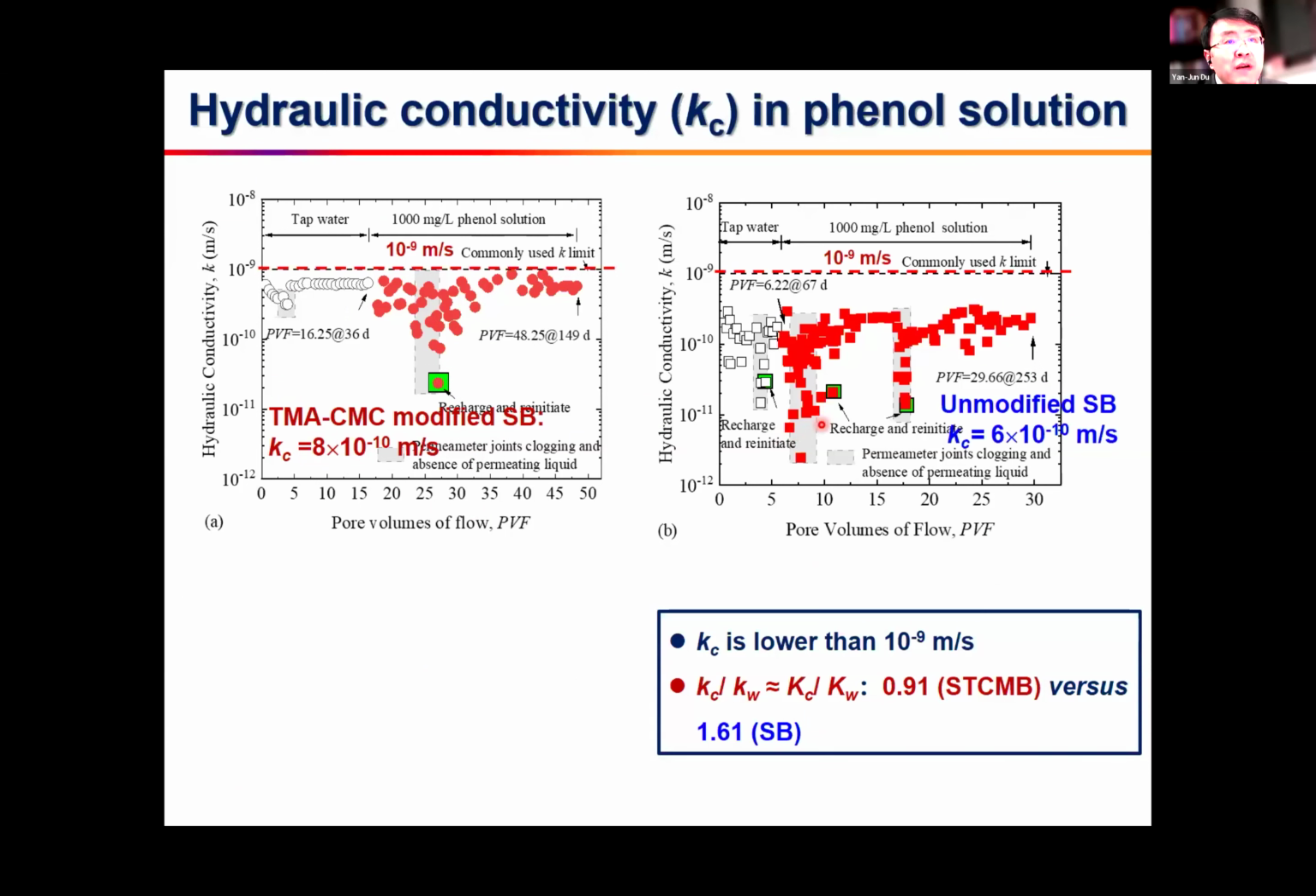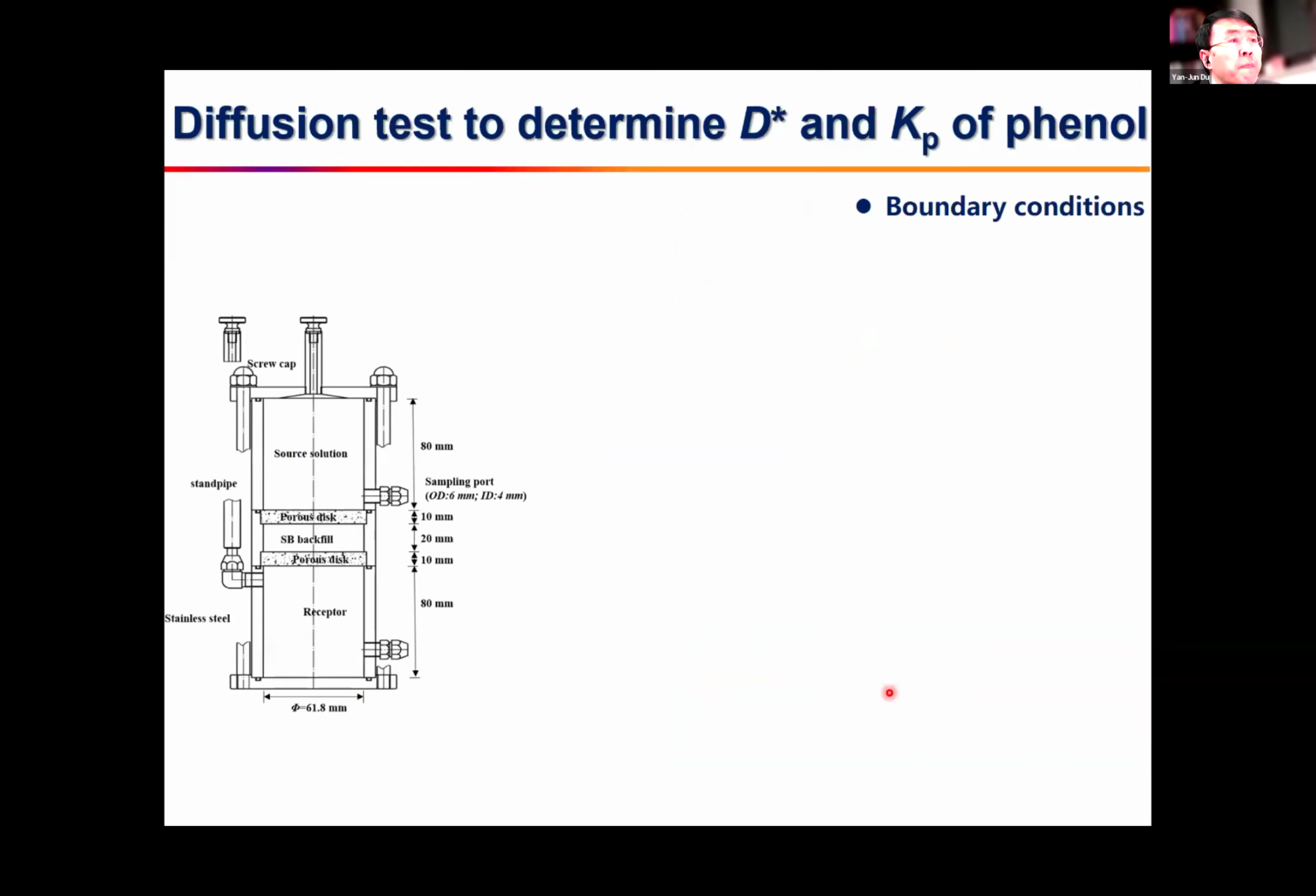whereas the Kc for the unmodified SB backfill is almost comparable. That is 6 times 10 to the minus 10 meters per second. So the Kc is much lower. Both backfills' Kc is lower than 10 to the minus 9 meters per second. However, the Kc to Kw ratio for the modified backfill is a little bit lower than the unmodified backfill.